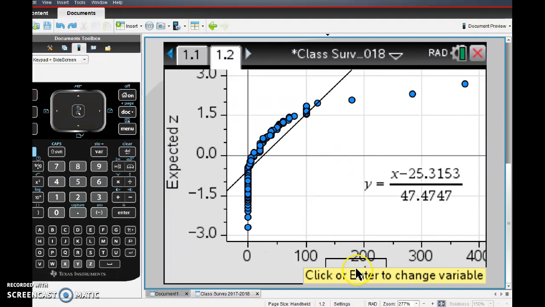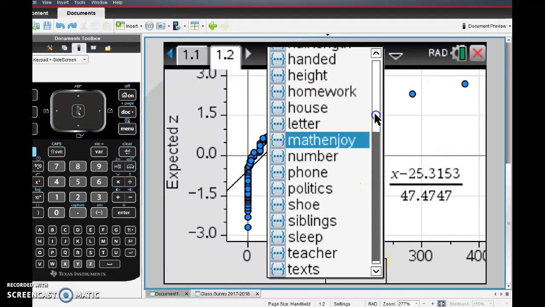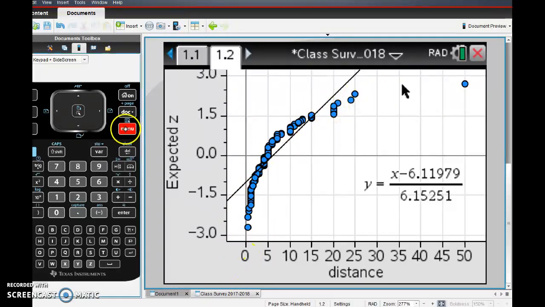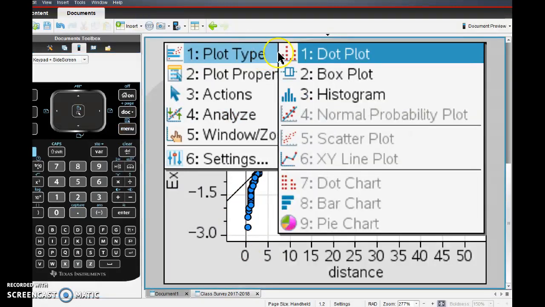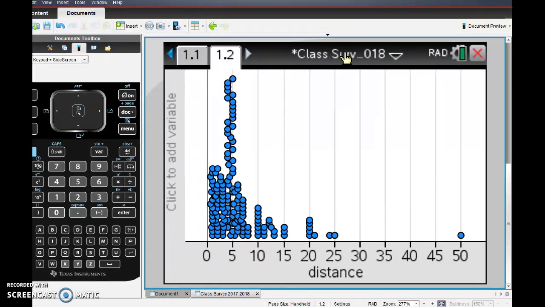Let's take a look at, what was some of the other ones? I think distance from school, distance. And again, this is another skewed right distribution, but our main data is here, certainly significantly curved. This is not normal. Nowhere near it.